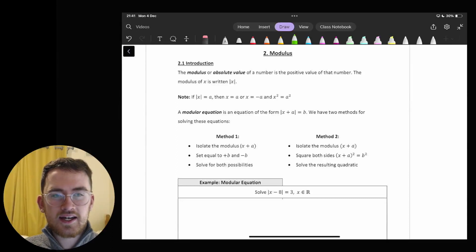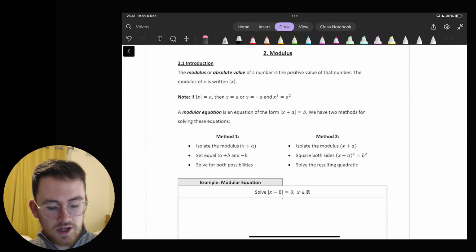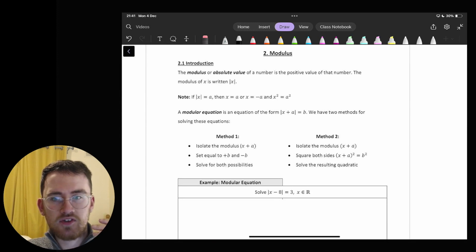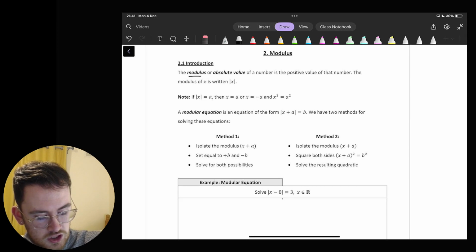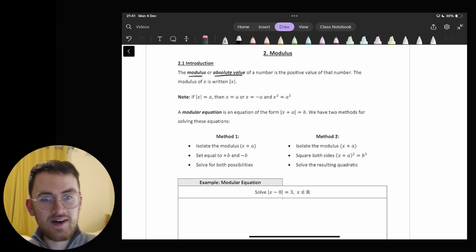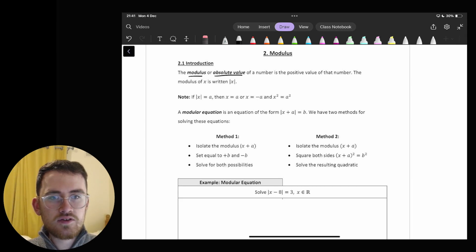Okay, so looking at the modulus now. The modulus is a very specific type of function or operation that we're going to be using. It's either called the modulus or sometimes the absolute value. And the modulus or the absolute value of a number is the positive value of that number.